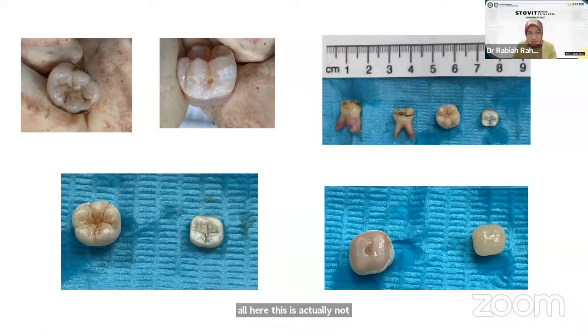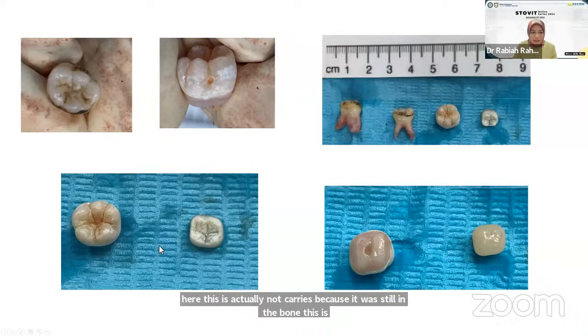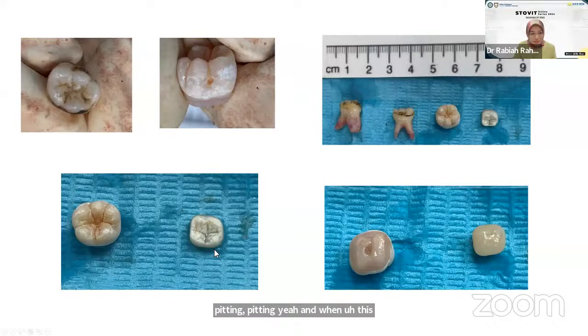This is pitting, yeah. And this is 4-6, and this is 4-7, and this child was said to be 5 years old. So for a 4-6 at 5 years old, we expected the root to have at least formed, yeah, at least half, but not in this case.